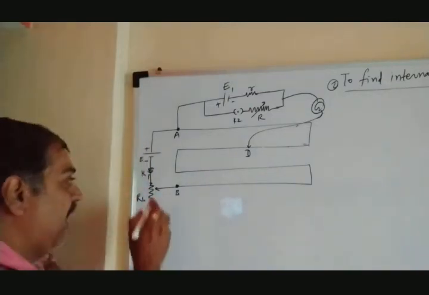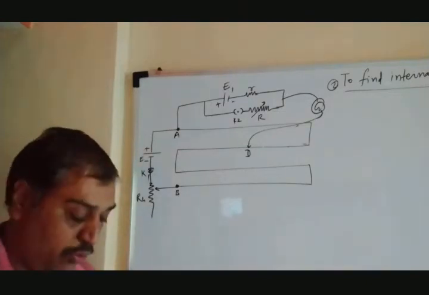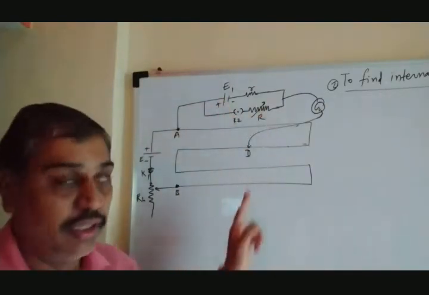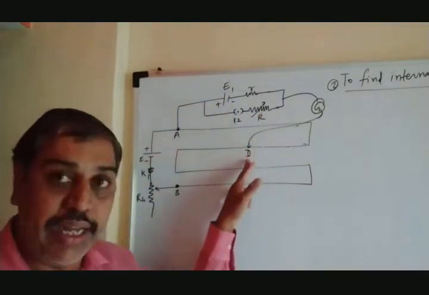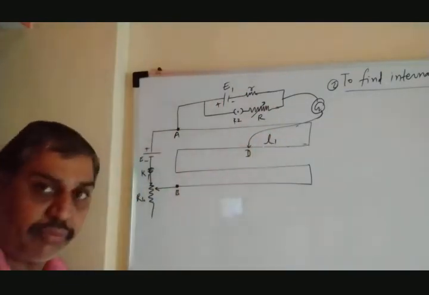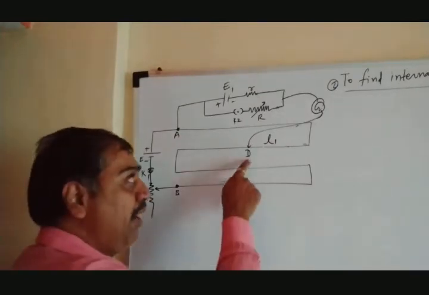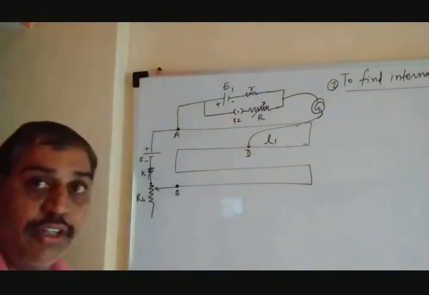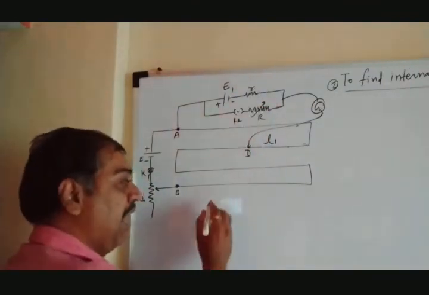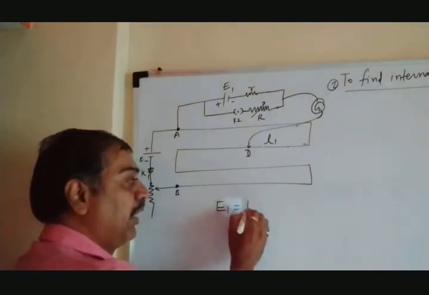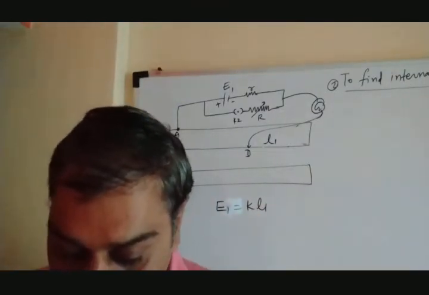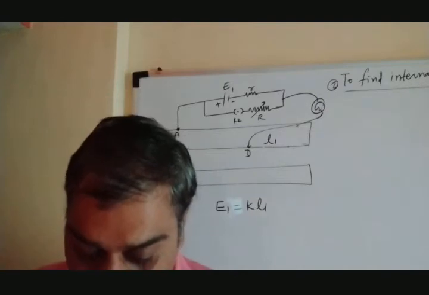Now let's suppose initially key K1 is closed. What will occur? K2 is kept open, K1 is closed, E1 is in the circuit. Move the jockey to different points and find the null point D, for which the length AD is suppose L1, found when K2 is open and K1 is closed. So the voltage drop across wire AD is due to the cell E1. You can write, as we know, E1 equal to K into L1. K is nothing but the potential gradient. E1 equal to K into L1.